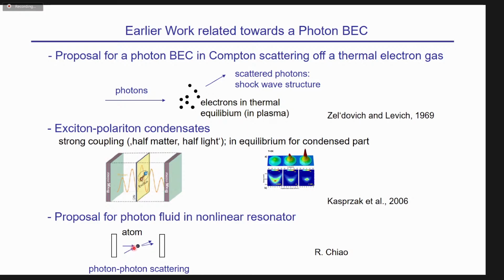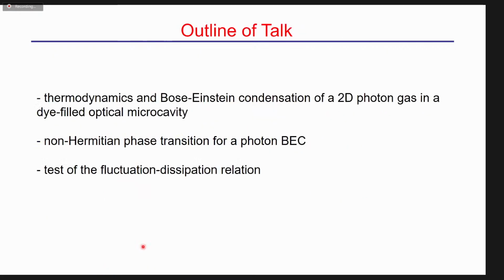In free space, the cross-section for that is basically 0. And his idea was to enhance it by putting in an atomic gas. The cross-section still was too low to obtain efficient thermalization, but I still think that this is a very nice proposal. Okay, so that's the outline of my talk.